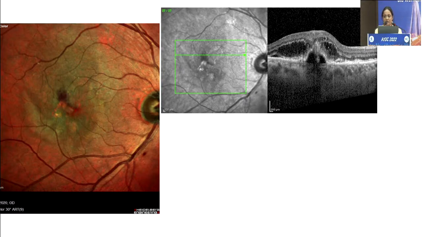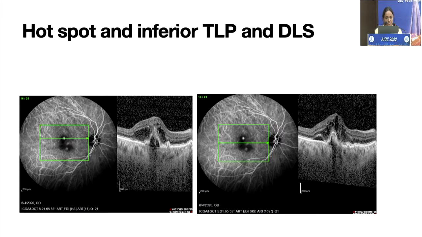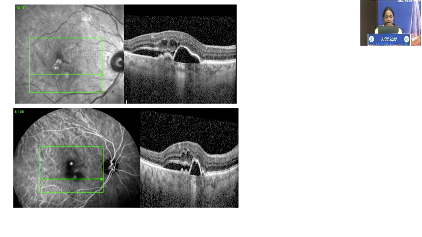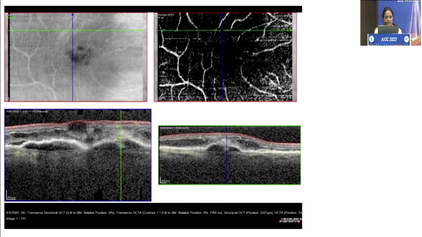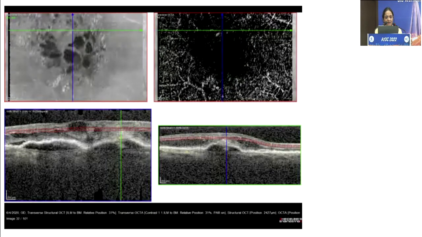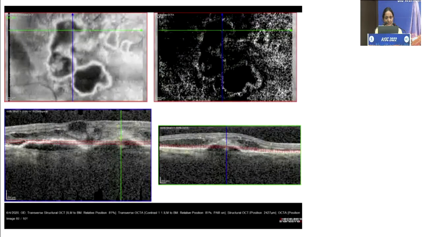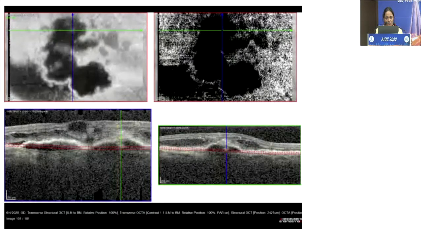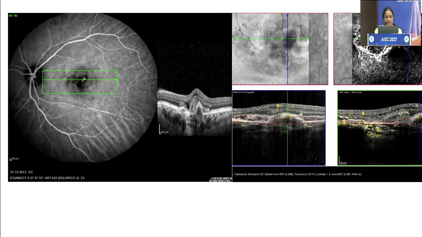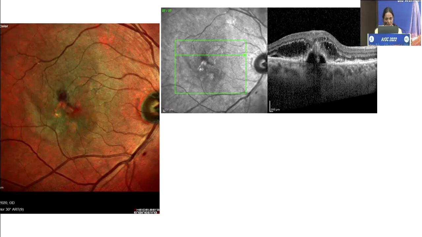This is another very interesting case. This is a case where we actually found a RAP and a PCV lesion. Let me just show you. This is the hotspot on the ICGA. This is the RPE aperture sign, and this is a double layer sign along with a tall peaked PED. And if you see this OCTA, it's showing the RAP lesion. And once it comes to this tall peaked PED, it's also showing polyps, so many of them. And it was a joy to diagnose a RAP as well as a PCV lesion.